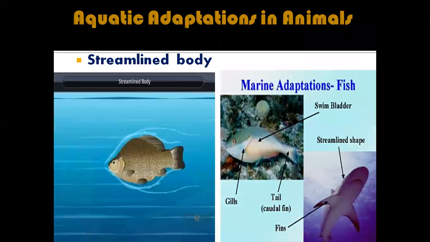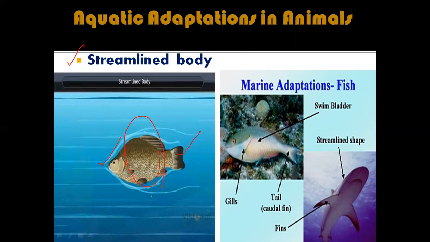If we see these aquatic adaptations in animals, first of all we'll see streamlined body. In streamlined body, the body of an organism, just like a fish, is tapered or pointed from the front and at the back, and it is flat or broad from the center, due to which it can cut the water pressure and it can move very easily in the water. So the organisms which live in the water, they are having streamlined body.